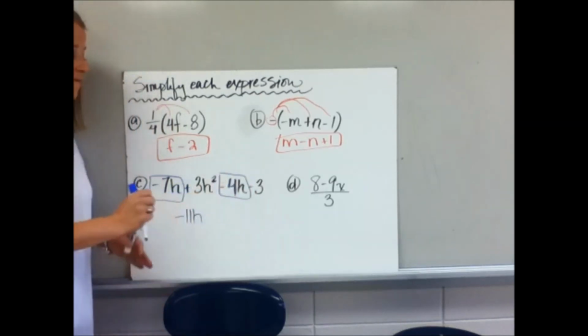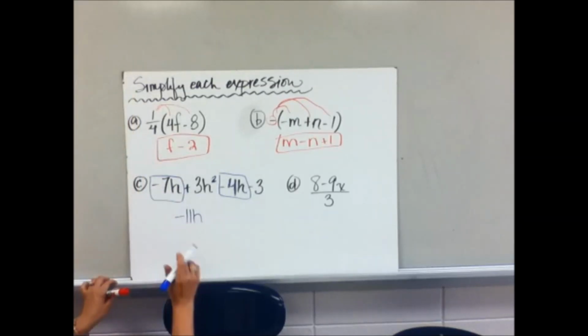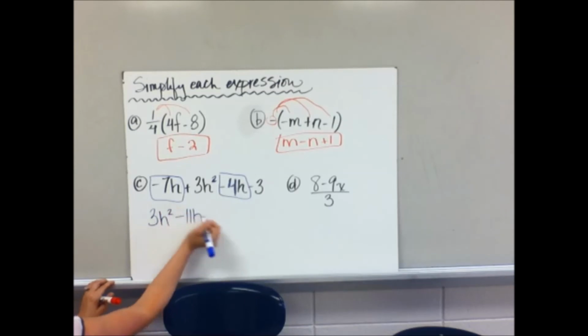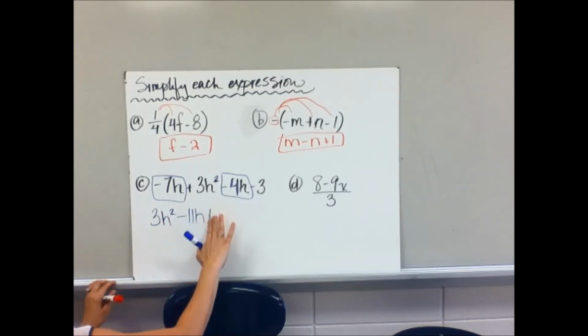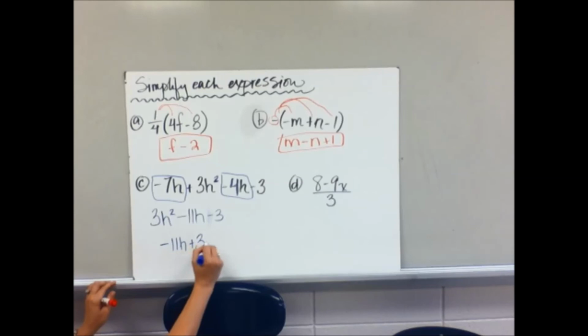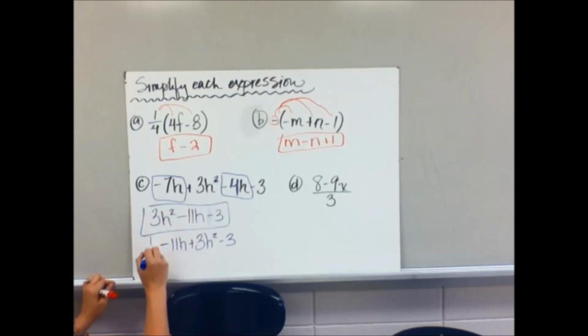3h squared and negative 3 are not like terms, so they come down. And to actually put it in proper standard form, 3h squared comes out in front because you start with the greatest power. No, it's not plus 3. It is minus 3. Now, if you had written it as negative 11h plus 3h squared minus 3, I would accept that because those are equivalent expressions. It's just important that you keep the negative sign with the 11.